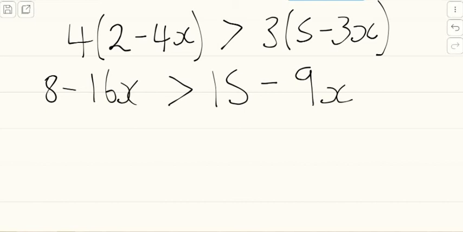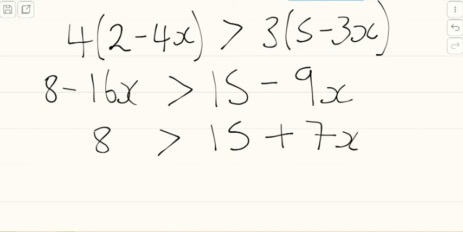Okay, now I'm going to add 16x to both sides so that I get a positive x. So I have 8 is greater than 15, when minus 9x plus 16x is going to be 7x, so plus 7x. Now I'm going to subtract 15 from both sides. 8 minus 15 is going to be minus 7, so minus 7 is greater than 7x.